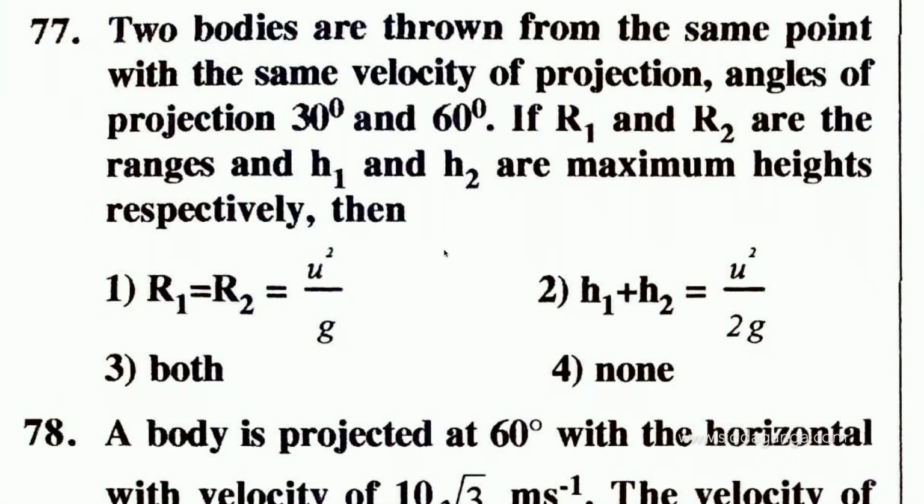77. This I already told you at the time of discussion of applications under projectiles, like R tan theta equals 4h equals half g t square equation. After that, for complementary angles of projection, how you need to write the formulas for problems related to them, I gave the application there itself. Projected with the same velocity, angles of projection are 30 and 60, means complementary angles. If R1 and R2 are the ranges and H1 and H2 are the maximum heights respectively, then how to write those relations which are equal, they are asking.